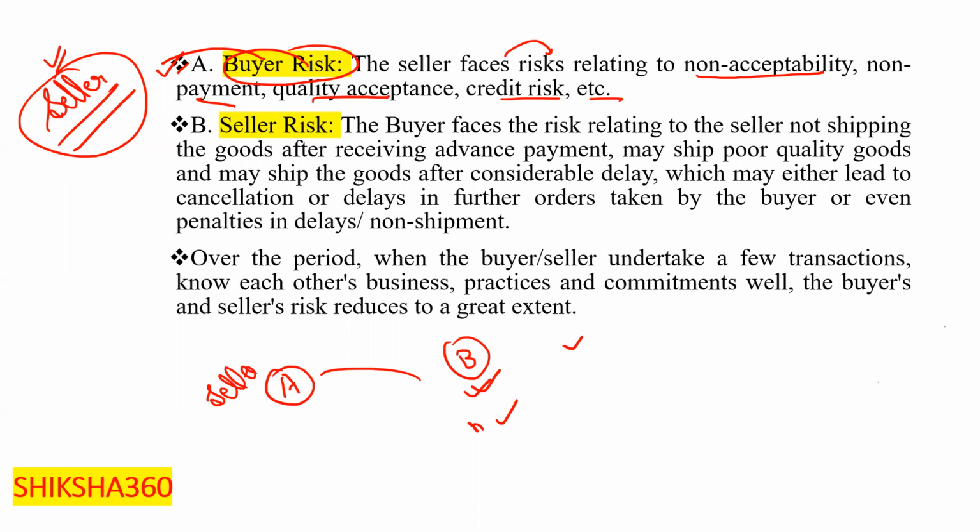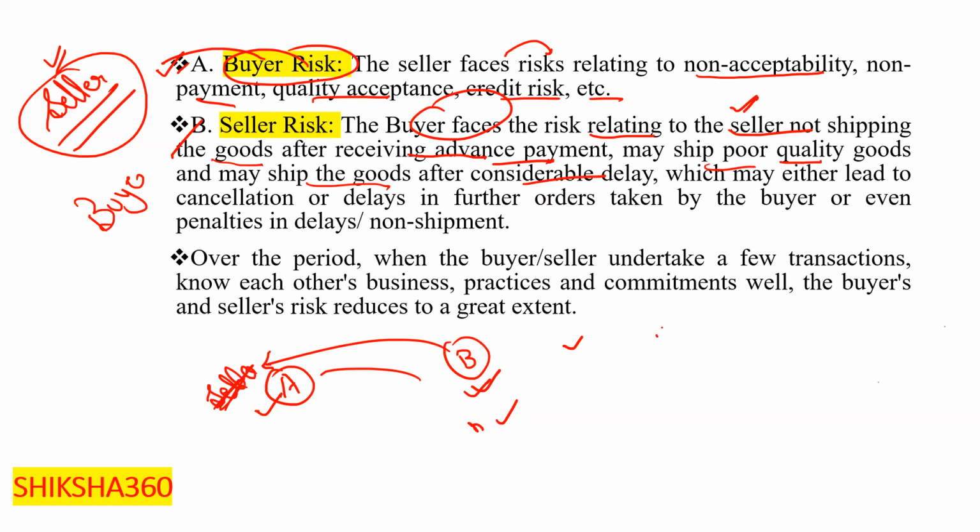The second one is seller risk. What is seller risk? This risk is faced by the buyer, that is, the buyer faces the risk relating to the seller. Here B has already made payment to A, but A does not deliver the goods. The seller may not ship the goods after receiving advance payment, or may ship poor quality goods, or may ship the goods after considerable delay.